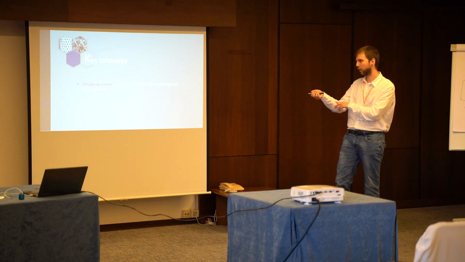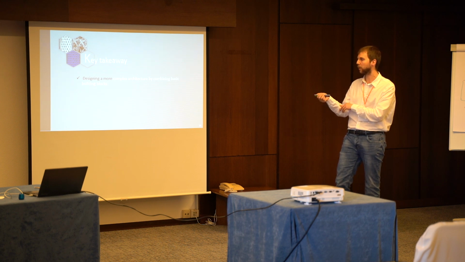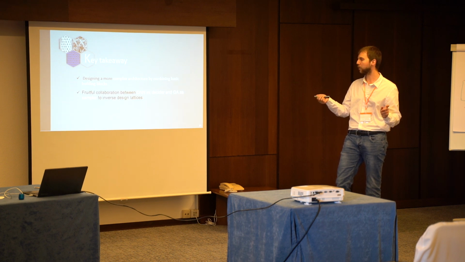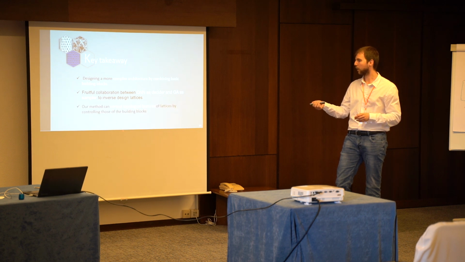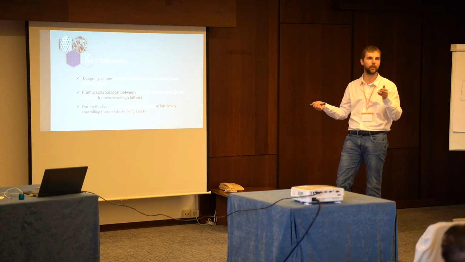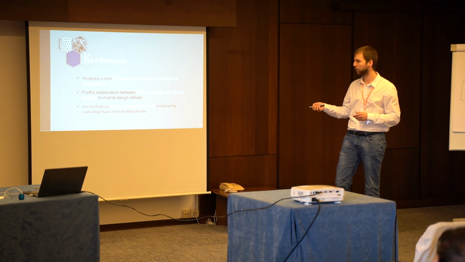But the key takeaway is that with this method we can design more complex architectures just by combining single basic building blocks, and then using just a deep neural network as a decider and a genetic algorithm to search in the design space of the possible architectures. And our method can control topological features, which are how many nodes you have, which beams are connected to each other, what the connectivity is, while other methods cannot, just by controlling those of the single building blocks.